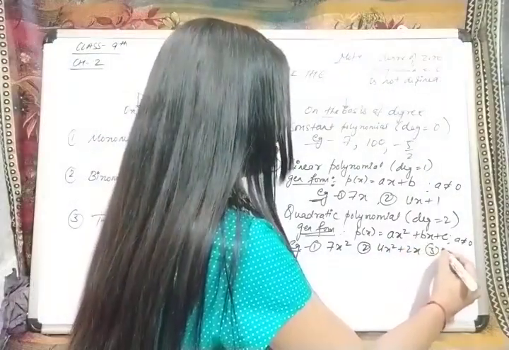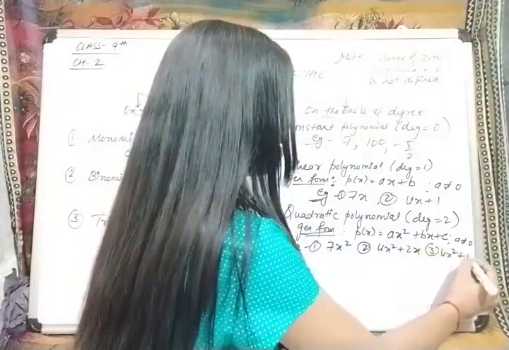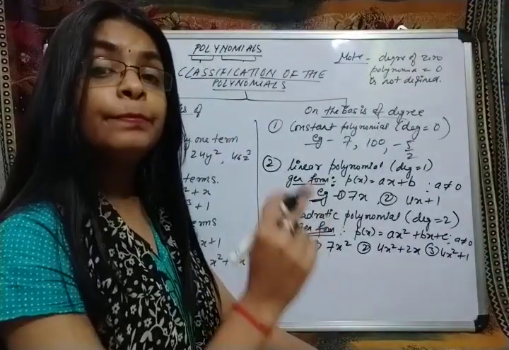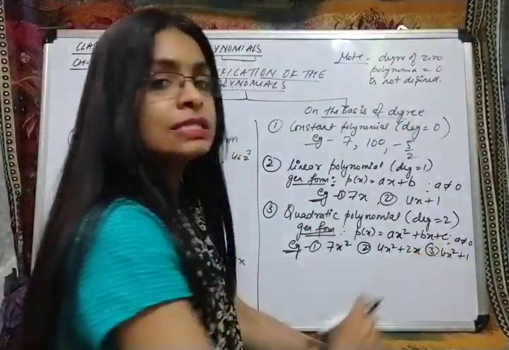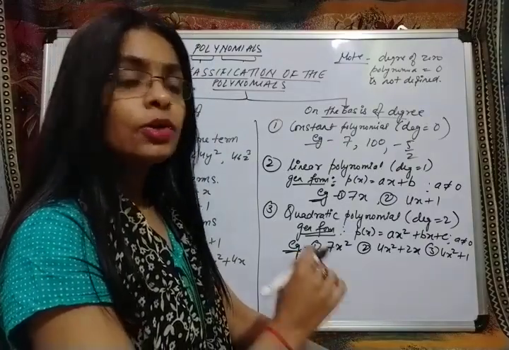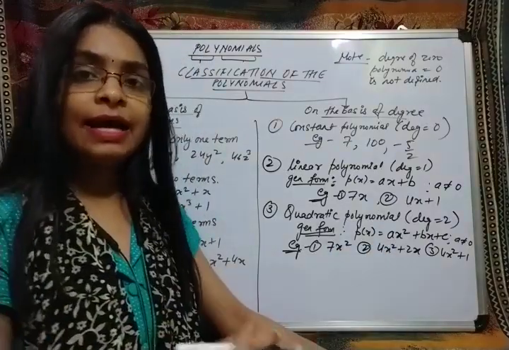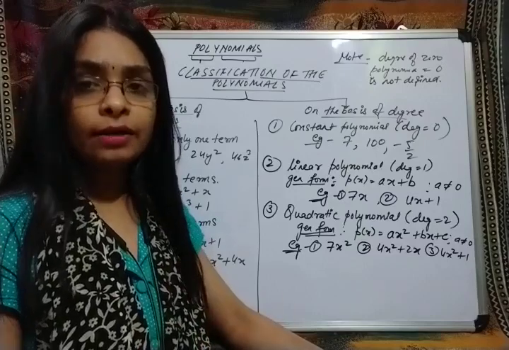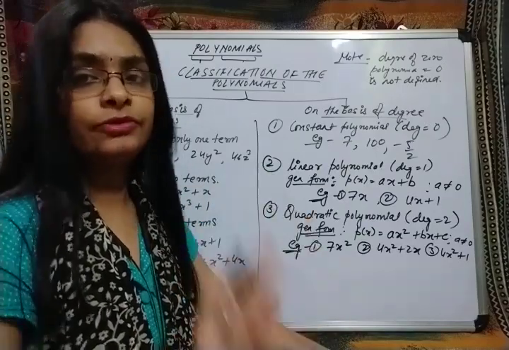Third, if I write 4x square plus 1. Here b is 0. A is there, c is there. And it is also a quadratic polynomial. Okay. So at most 3 terms, but less than that it can have 1 term, 2 terms, and at most 3 terms.